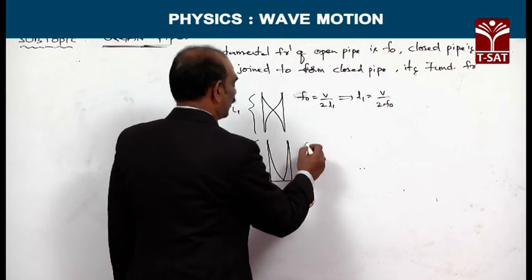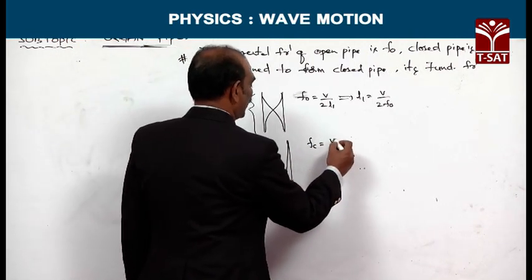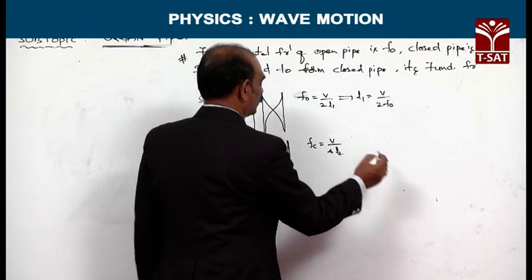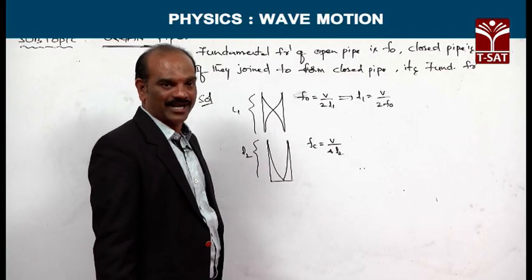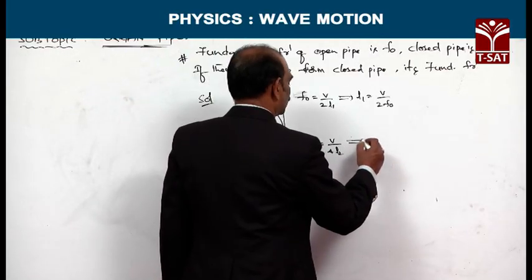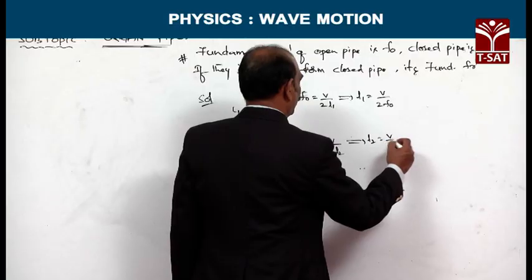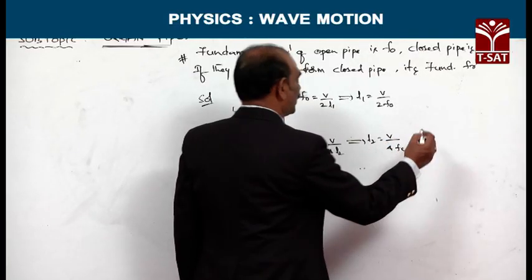In this fundamental mode, Fc is equivalent to, we know, V by 4L2. Their lengths are not equal. So Fc is equivalent to V by 4L2. From this one, L2 is equivalent to V by 4 times Fc.